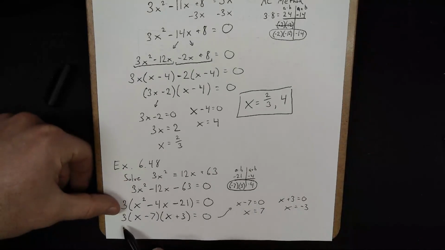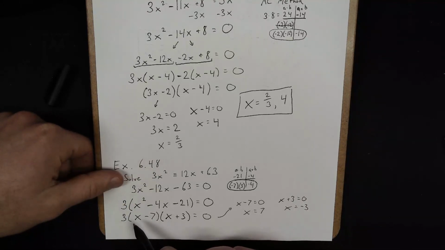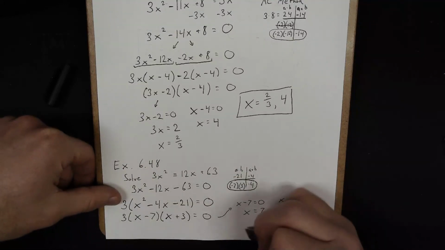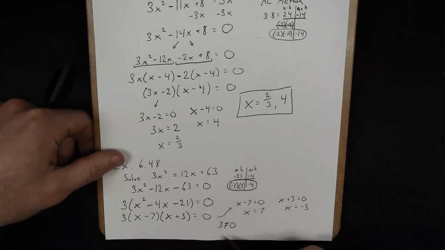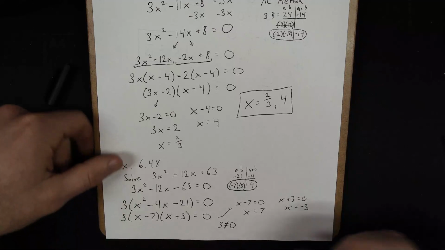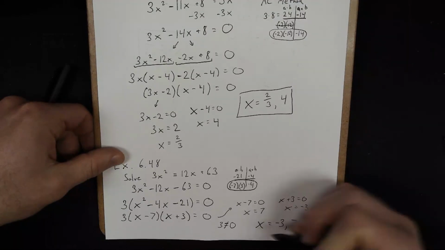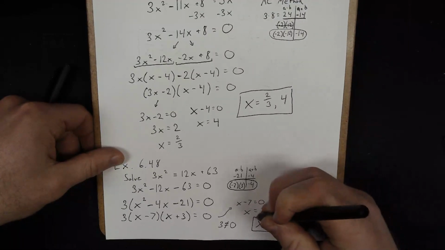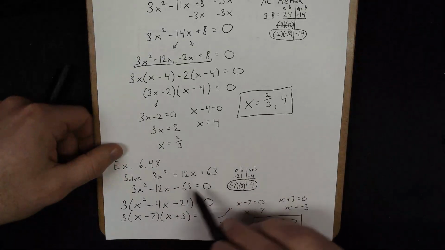What about the 3? Do we have to worry about this part? Well, can 3 ever equal 0? No. Since 3 cannot equal 0, we don't need to worry about it. It is not one of our solutions. Even though it is a piece of this equation, we don't worry about it. It's a constant. It will never equal 0. So our final answer is x equals negative 3 and 7. You plug these back into here, and you will get 0.